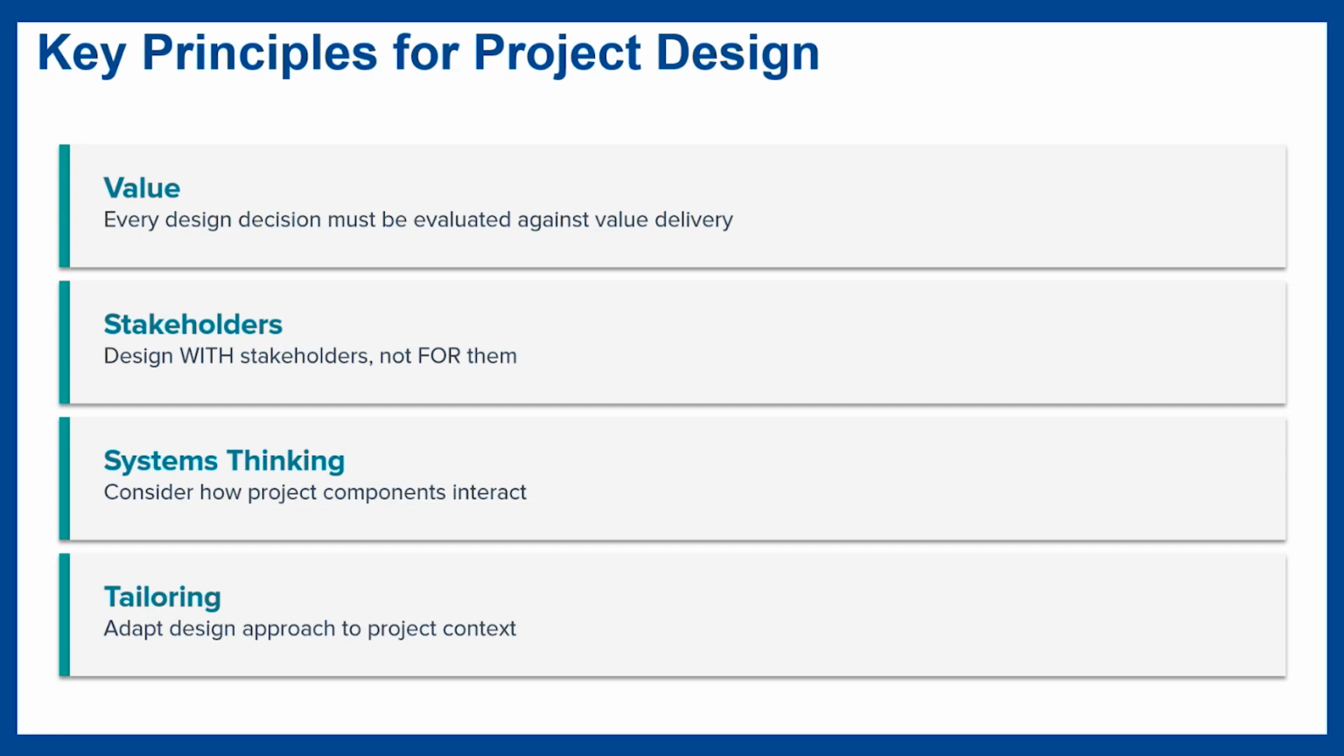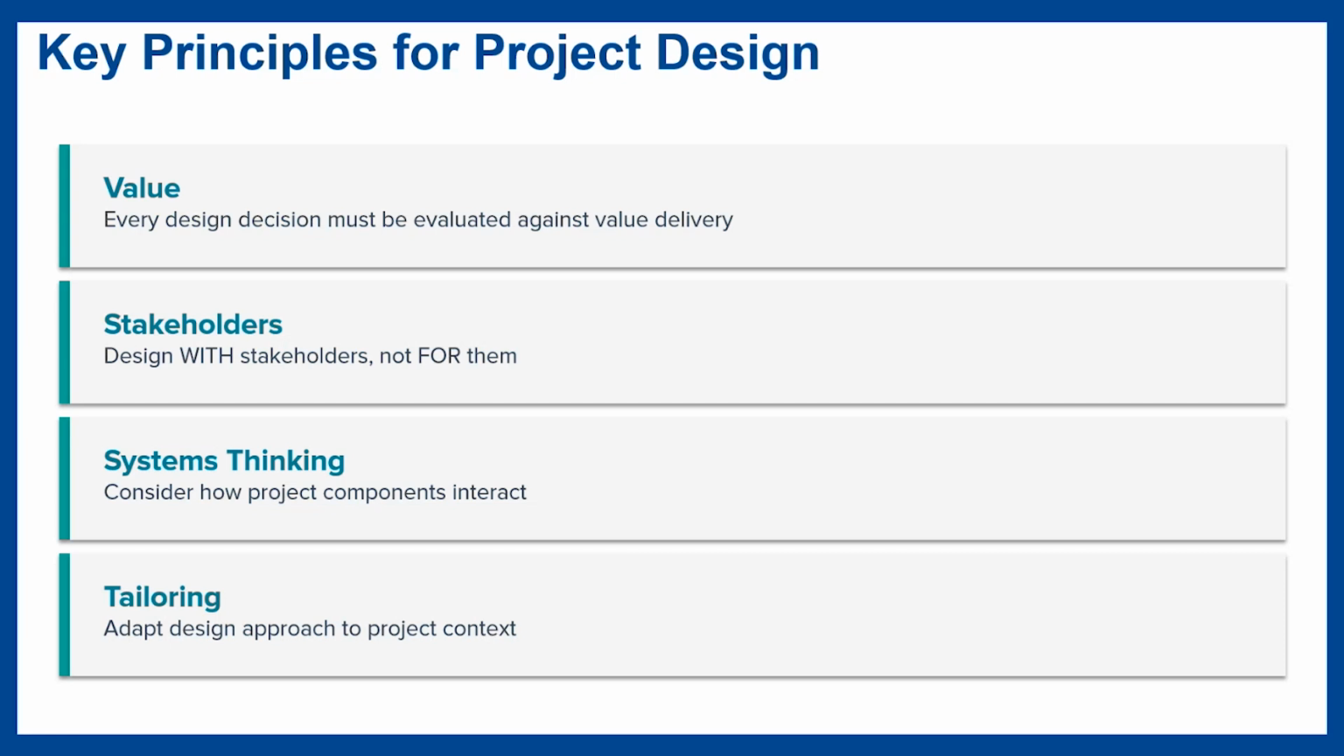The first one is value. This principle holds that every choice you make while designing a project, big or small, should be judged by whether it adds meaningful value to the project's goal, to the stakeholders and the end user. In other words, don't design for the sake of design. Design for the sake of value. Why does this matter? In project design, it's easy to get distracted by, for instance, nice-to-have features, personal preferences, complex ideas disguised as innovation, and activities that sound good on paper but don't improve the outcomes.